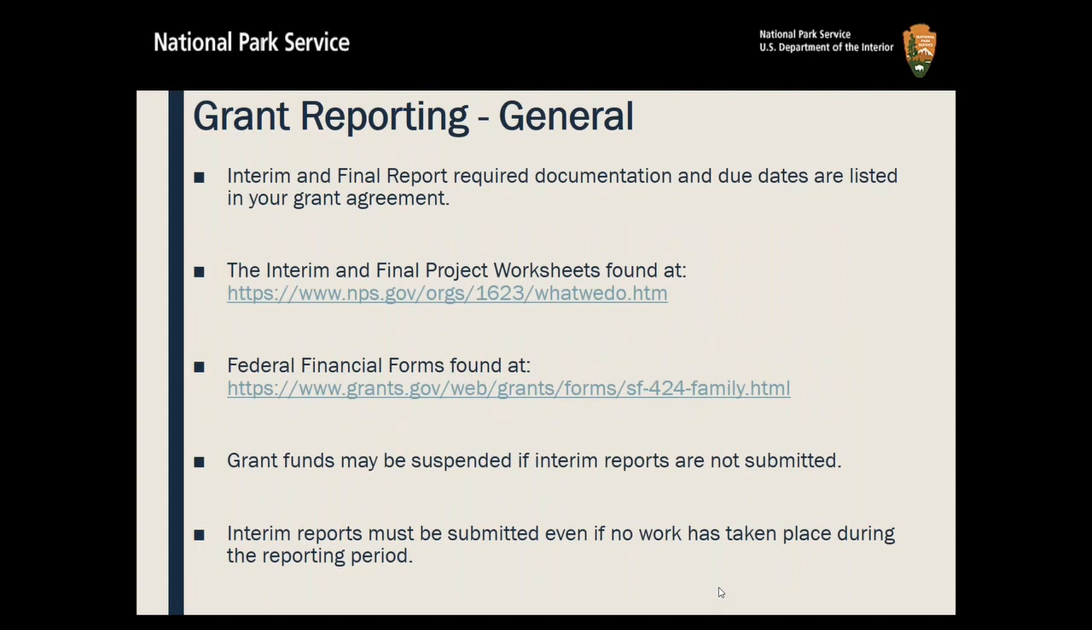And regarding interim reports, you do have to submit those even if no work has taken place during the reporting period. If nothing else, you're reporting that nothing has taken place, but this way we know that you're still aware of the project and you can let us know about any delays that are going on and show that you haven't drawn any additional funds.